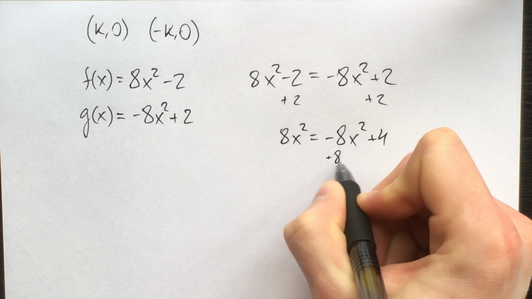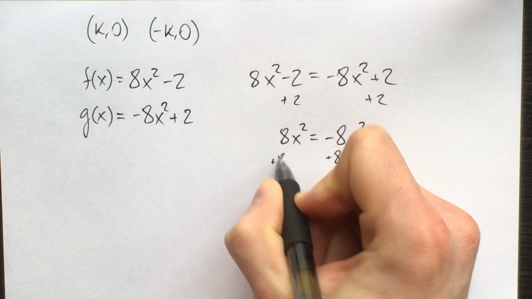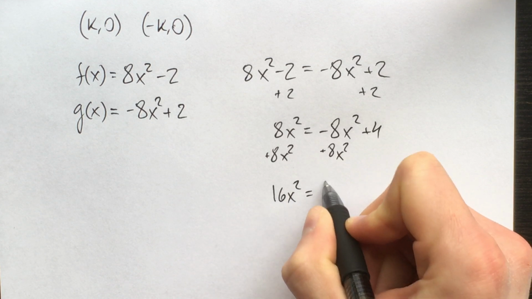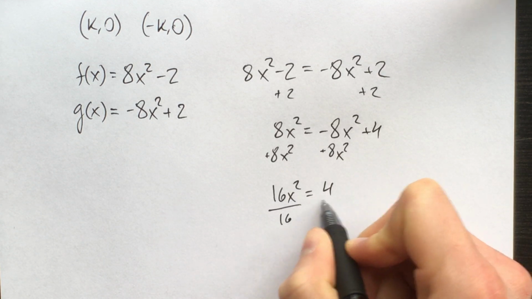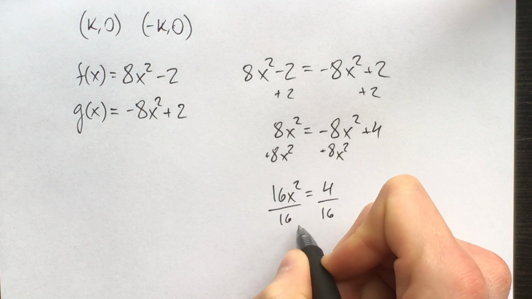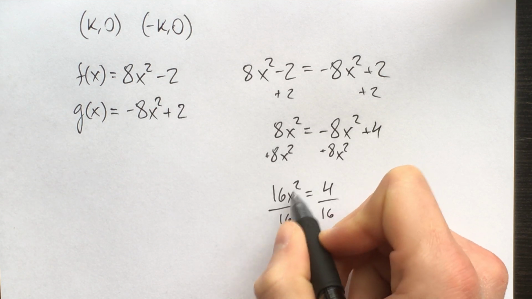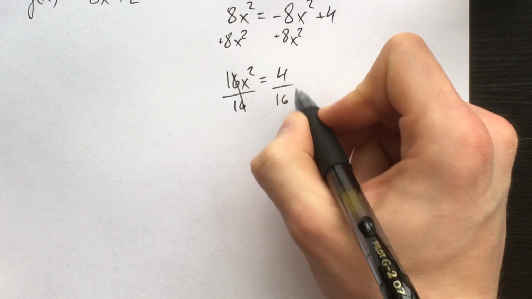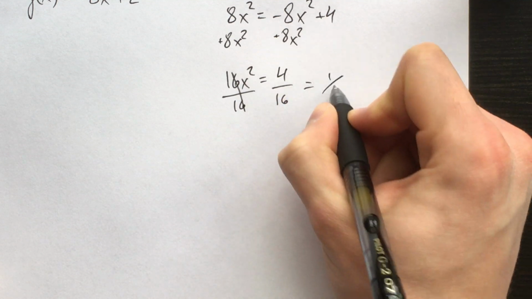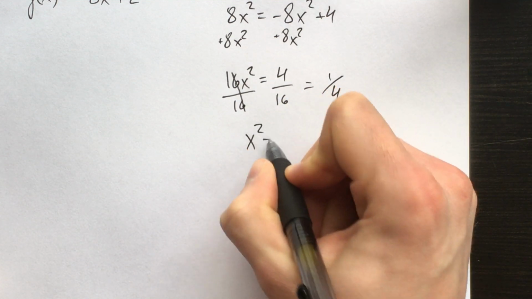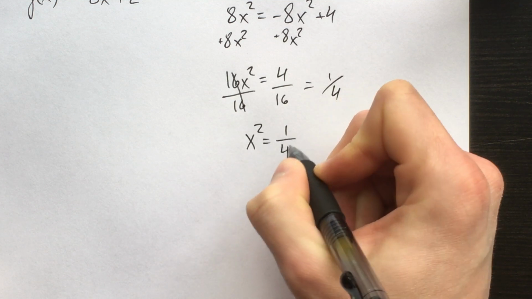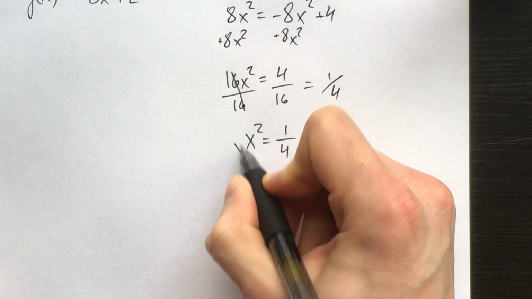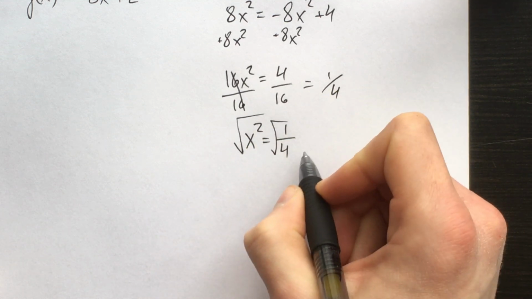Now let's add 8x squared on both sides to get the x's on one side. So that's 16x squared is equal to 4. Divide both sides by 16 in order to get x by itself. So that leaves us with x squared is equal to 4 over 16, which is equal to 1/4. So x squared is equal to 1/4. And finally, to isolate x, we can just take the square root of both sides.